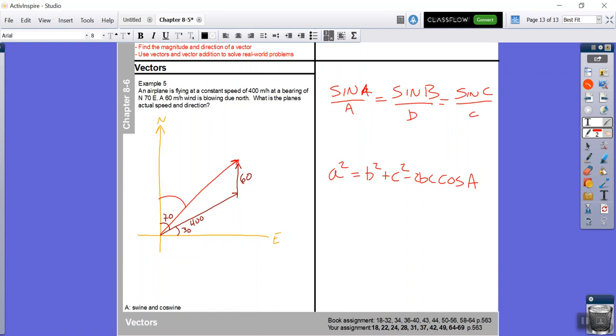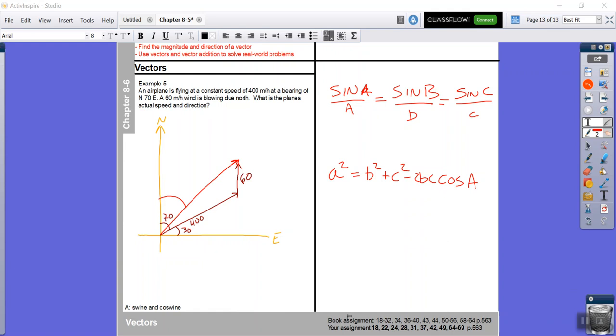So the question becomes, what do I know? Well, I have two side lengths. I'm trying to find the third. Do I have any angles that I can work with? Let's see, how can I go about doing this? And I also know that I can add vectors using component form as well.